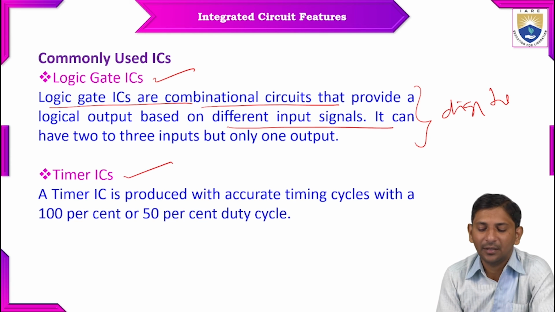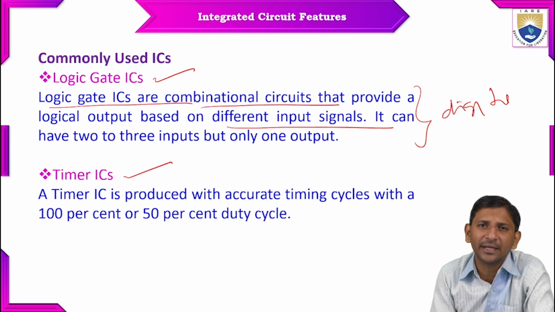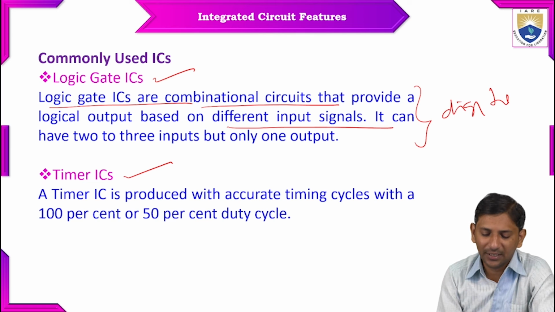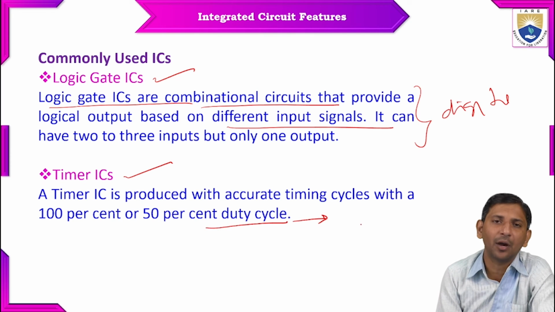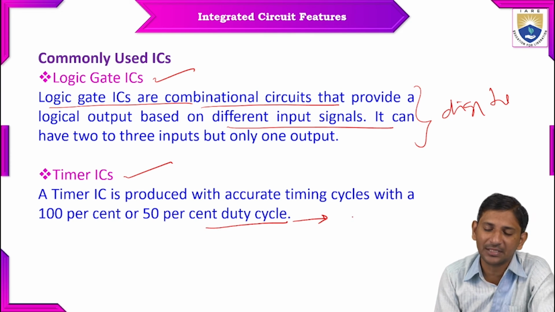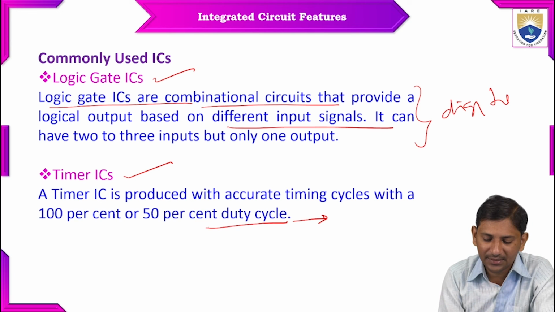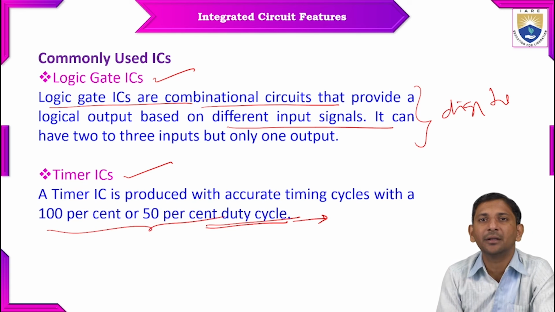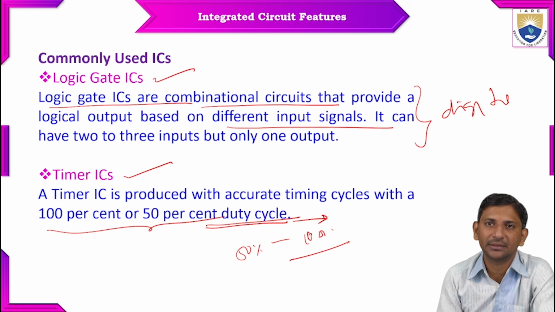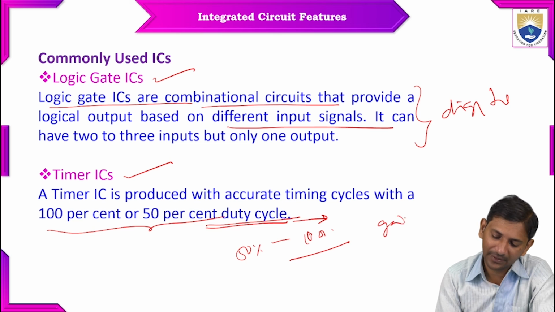And the timer IC is going to produce an accurate response at its output. The duty cycle is nothing but the response: how it is going to take place, how much time it is going to take to execute that operation. That is called the duty cycle. So almost 50 to 100% of the output is going to be obtained with a highly accurate response and high gain also.